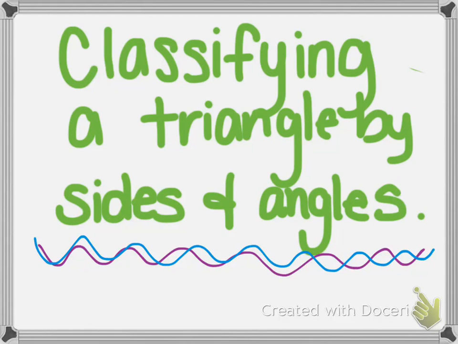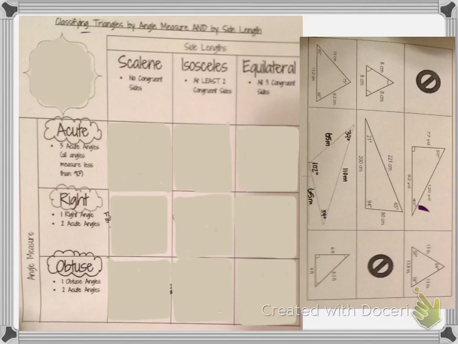Now that we have learned that there are two ways to classify triangles, by its sides and by its angles, we are going to put that into practice. So you should have this note sheet out in front of you. Here we are going to color code, and if you have colors, great. If not, that is fine. We're going to use blue, green, and purple.